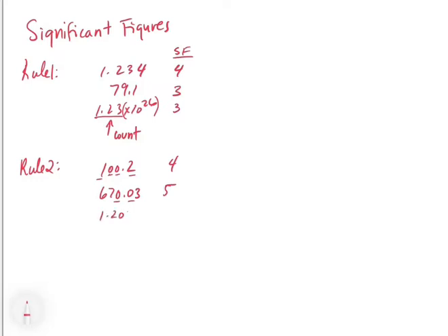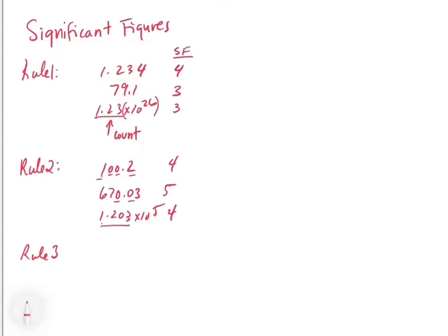If we have 1.203 times 10 to the 5th, again, we don't count the times 10 to the 5th, we just count this part over here, so this would be 4. Okay, so let's look at rule number 3.